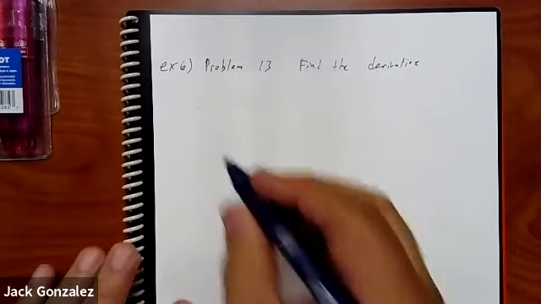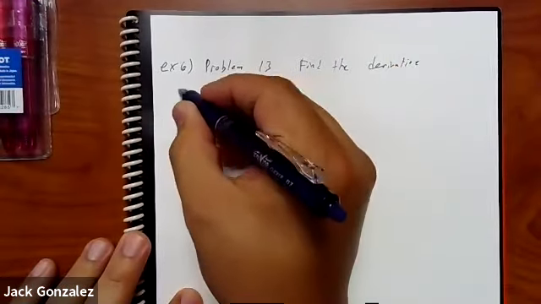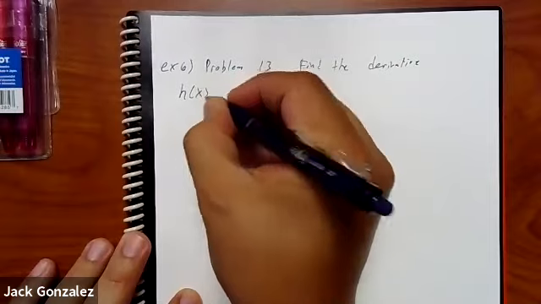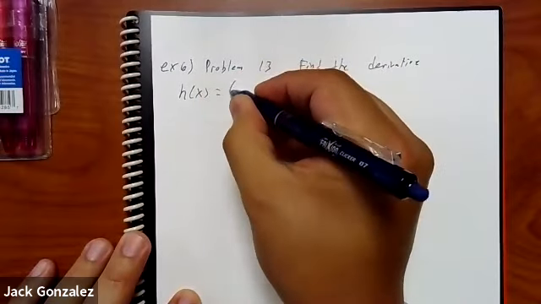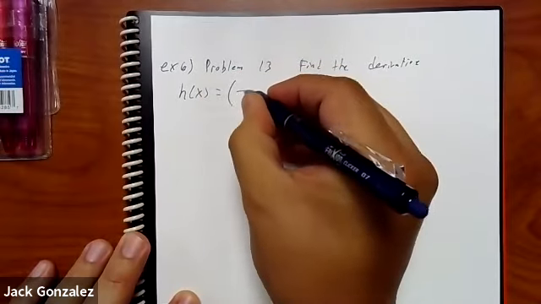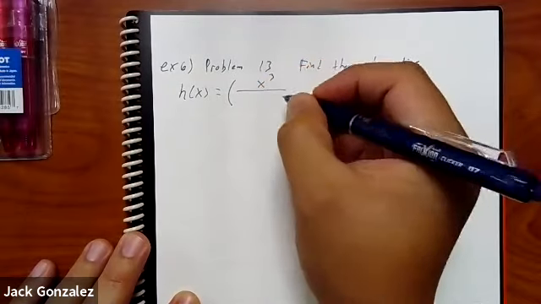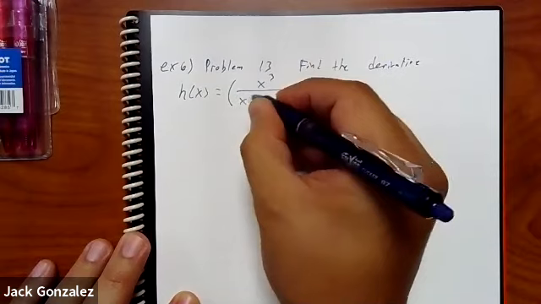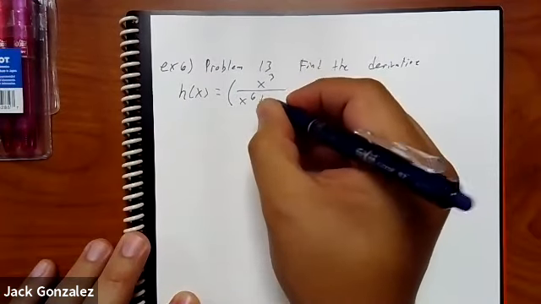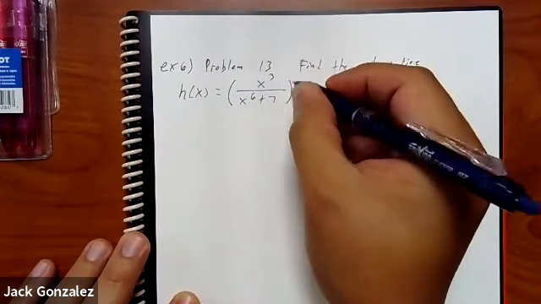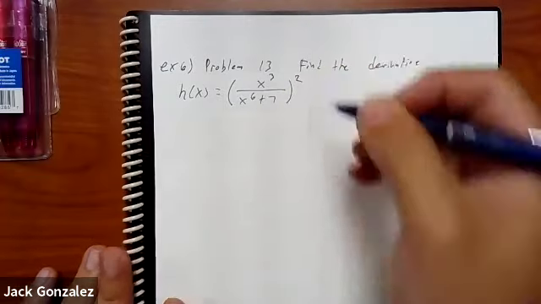Okay, so I'm going to use x instead of t. So h of x equals x cubed over x to the 6 plus 7, squared.